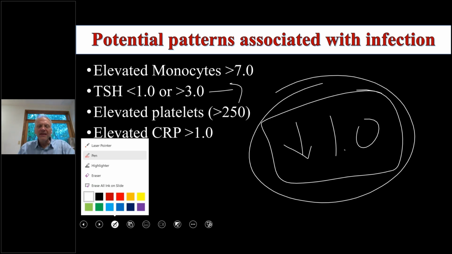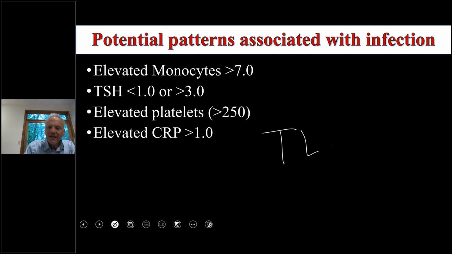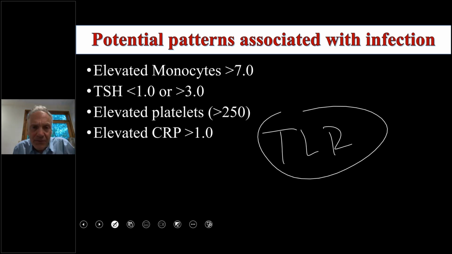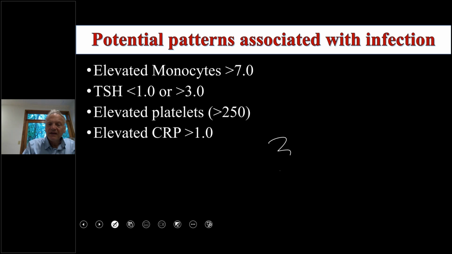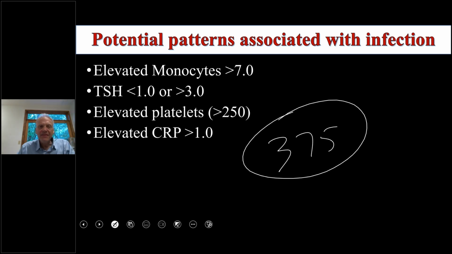Here's another one. Platelets have what are called toll-like receptors on their outer membranes. What does that mean? A toll-like receptor is a pattern recognizer. It recognizes a pattern of specific types of bacteria. So if the platelets are sensing some kind of microbe in the environment, sometimes it's this inflammation, but if it's sensing some kind of microbe in the environment, it will elevate its number of platelets, and you'll see those platelets go above 250.